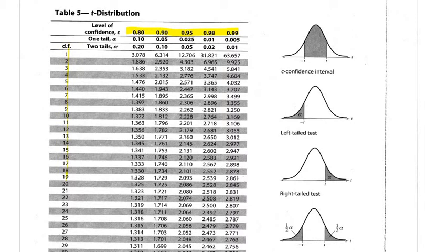Now let's calculate the critical value that we need for this particular problem. In this problem, our level of confidence is 0.90, and our degrees of freedom we calculated was 5. So I'm going to find my confidence level of 90 and my degrees of freedom of 5. So where these two intersect is going to be the t critical value, and that's 2.015.